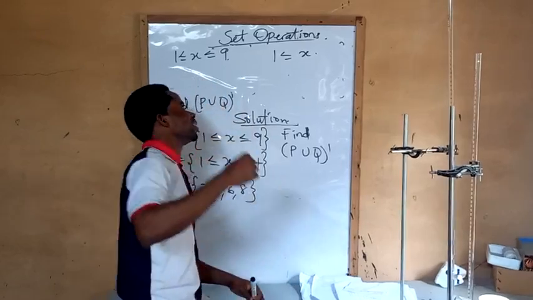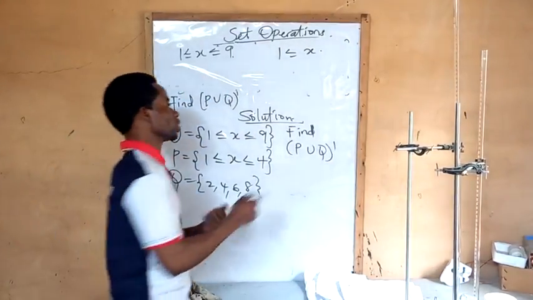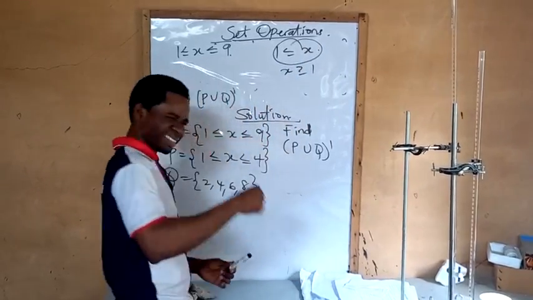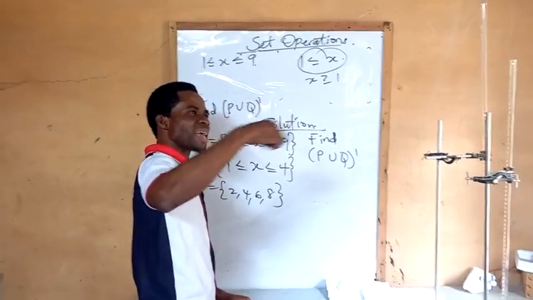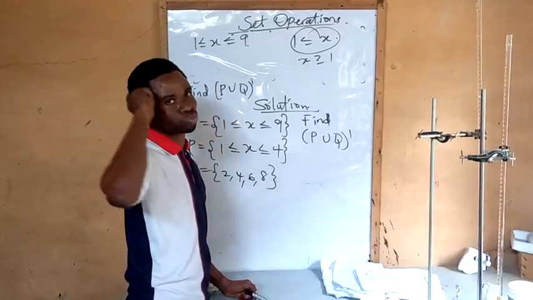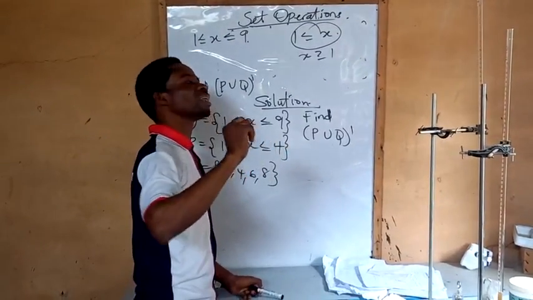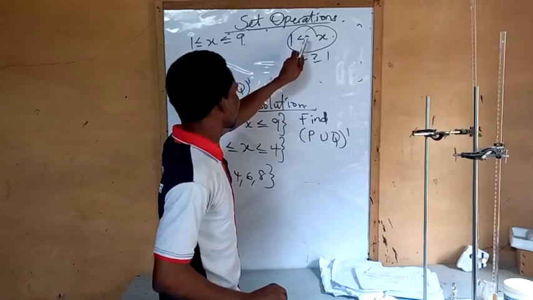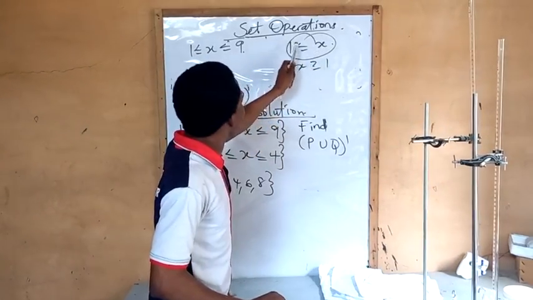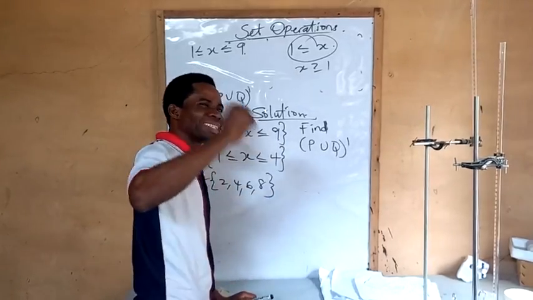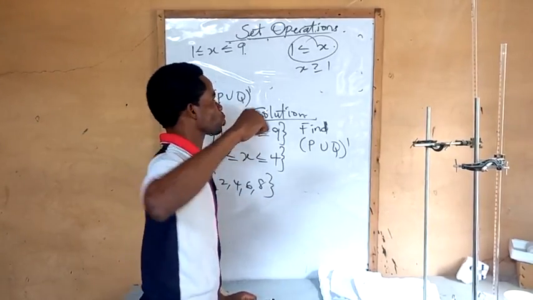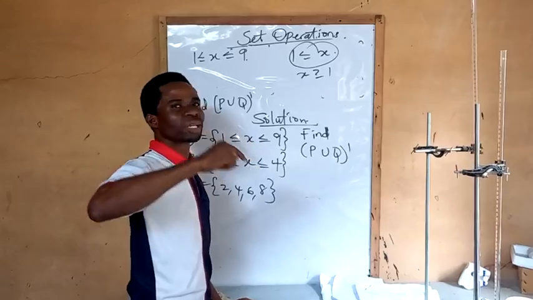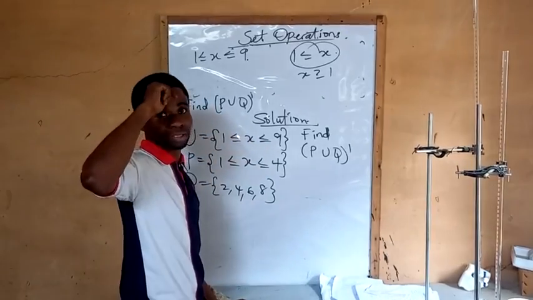What is the number that is greater than 1? If I say x is greater than 1, what will now be x? That is 2, because the first number that is greater than 1 is 2. So that's the meaning of this. 1 less than x means x is greater than 1, and if x is greater than 1, the first number that is greater than 1 is 2.